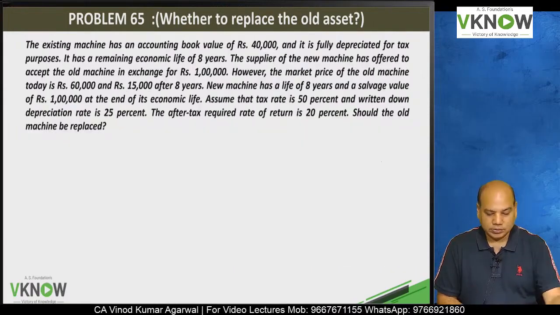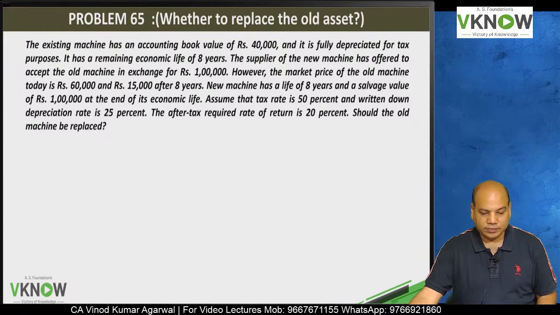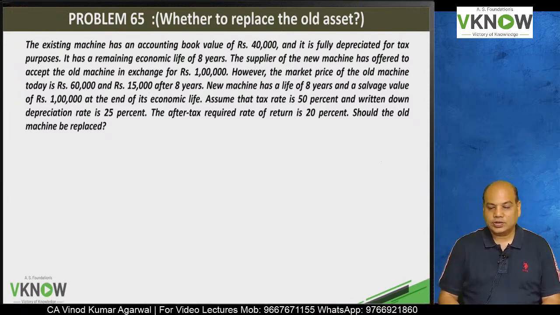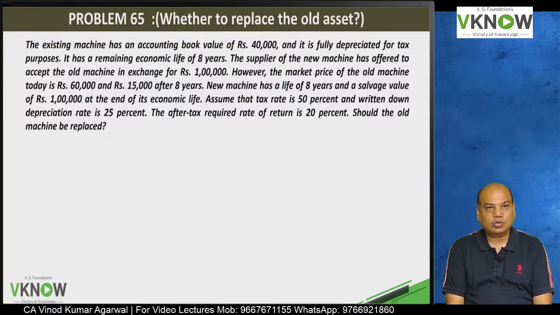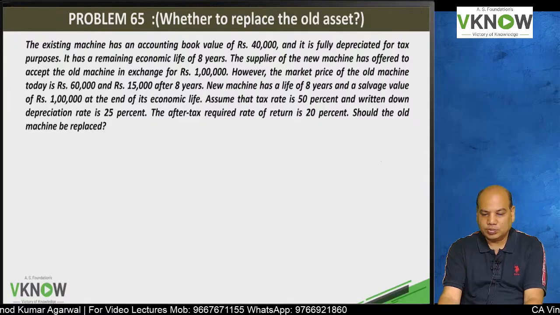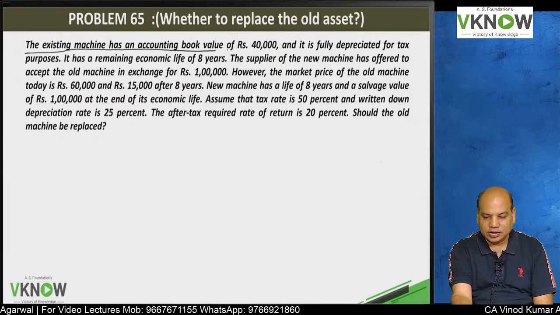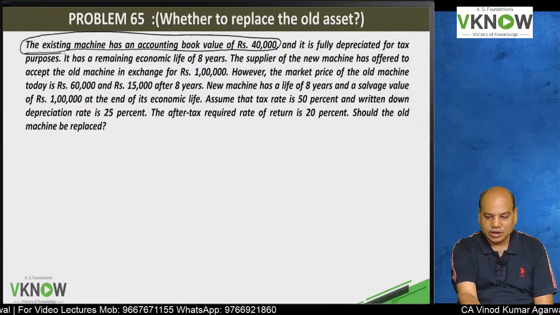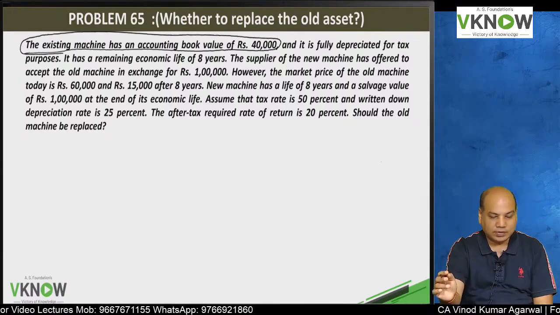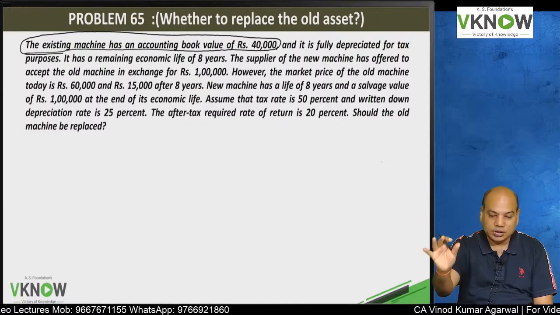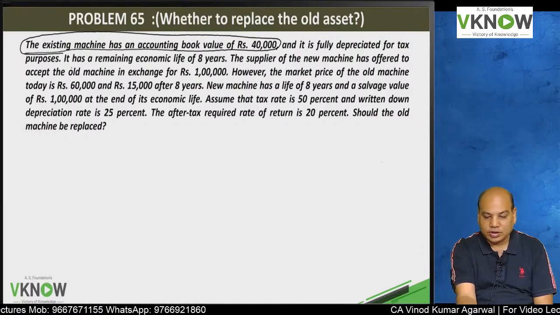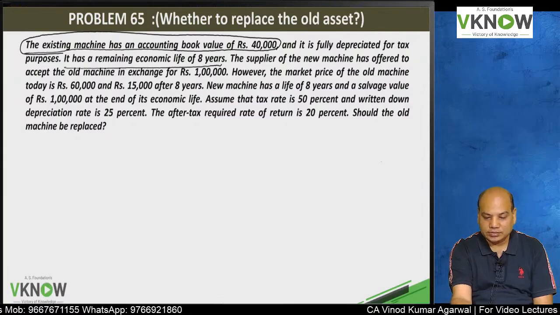The story is not over. There is a long paragraph. It says the existing machine has an accounting book value of rupees 40,000. Write down irrelevant. Accounting book value is irrelevant. Such a waste of human time and talent by giving irrelevant information. Write down yourself irrelevant, and it is fully depreciated for tax purpose. It has a remaining life of 8 years. Old machine has 8 years life.